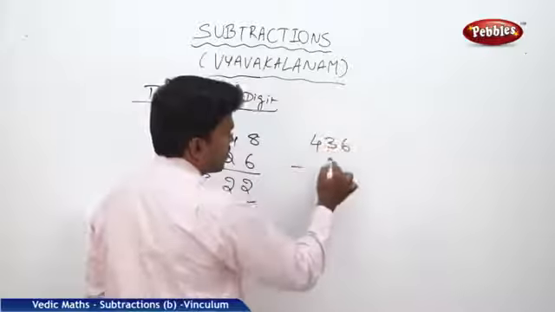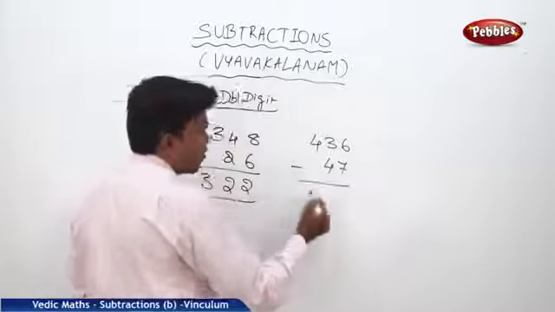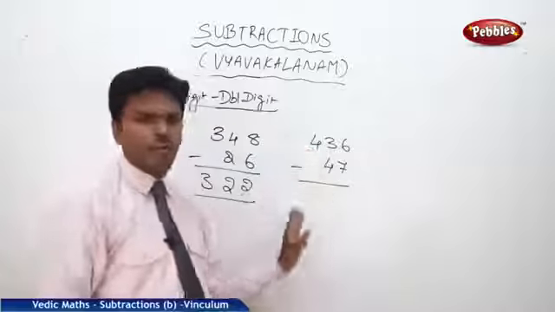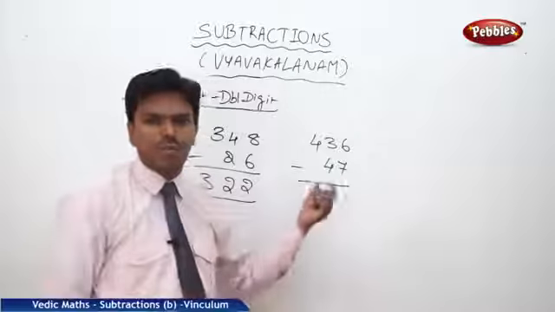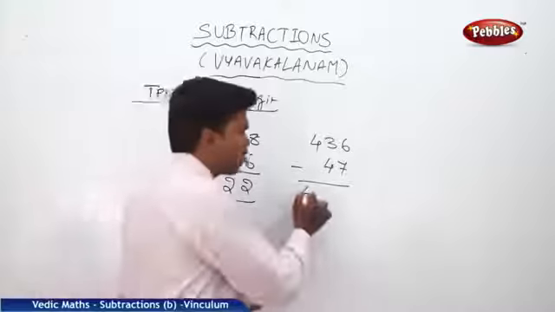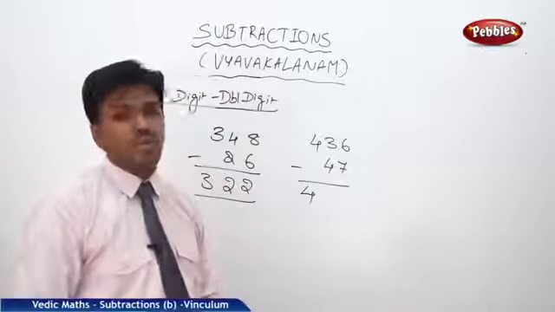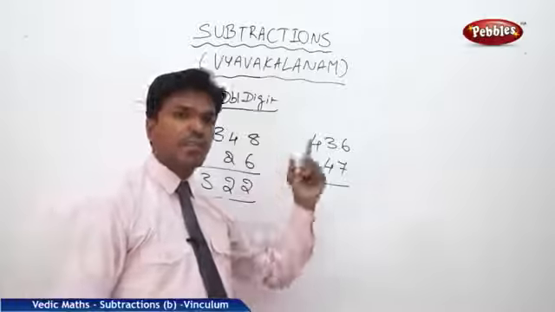436 minus 47. I want to subtract 436 minus 47. Start from left to right, drop 4 as it is. Why? Because there is no digit below 4. That's why I am dropping simply 4 as it is. Now 3 minus 4, is it possible? No, it is not possible.